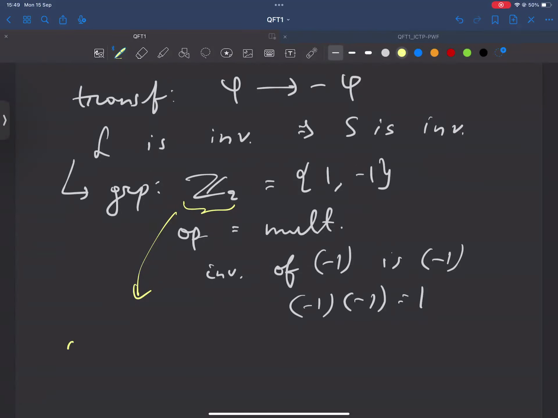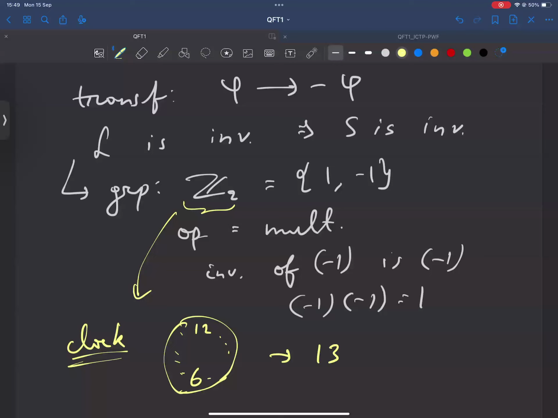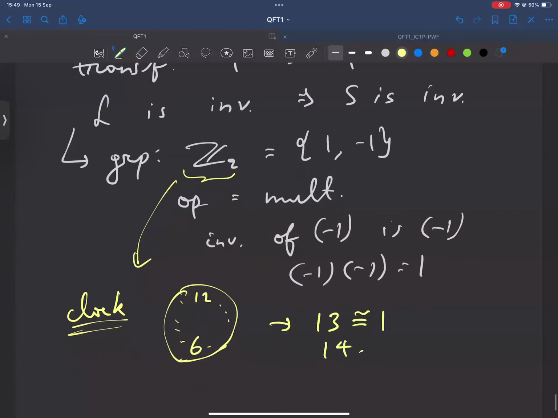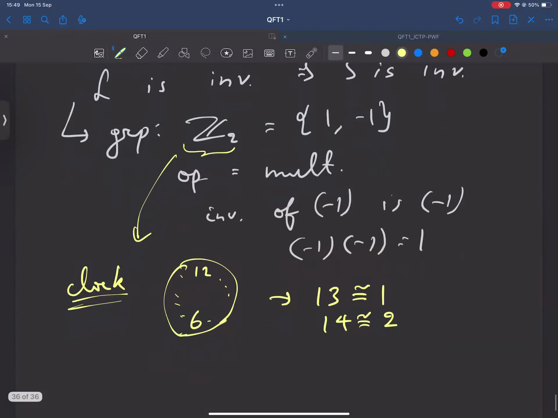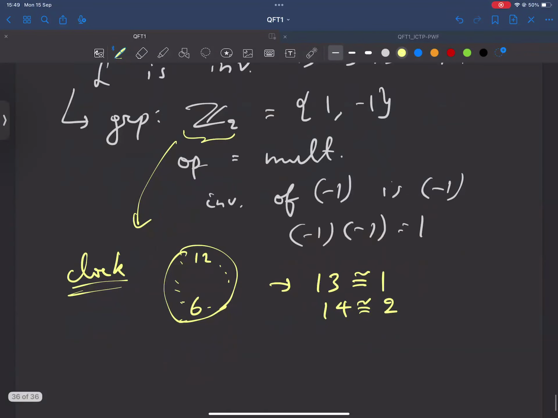So now all of us know how to read a clock, right? So what happens in a clock? This is a clock for telling the time. We say that in a clock, 13 is the same as 1, 14 is the same as 2, right? Why do we say that? What we have in mind is when you take 13 and divide by 12, you get remainder 1. When you take 1 and divide by 12, you also get 1.